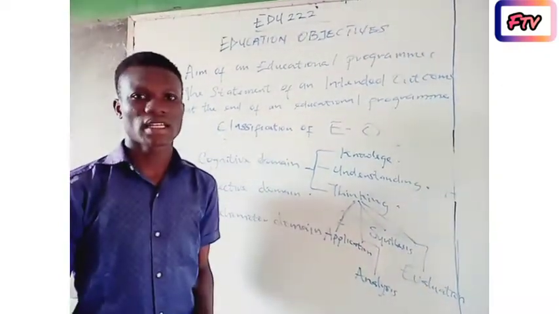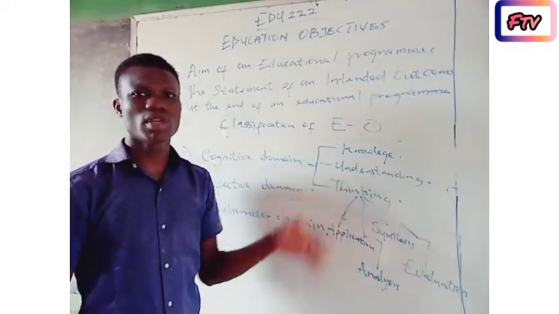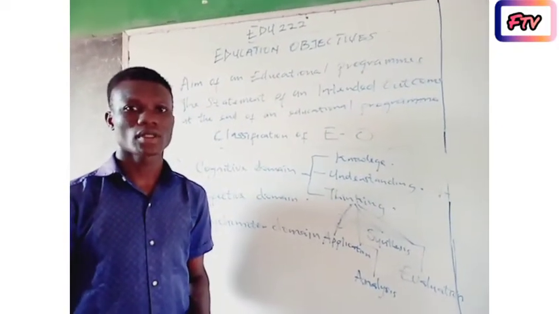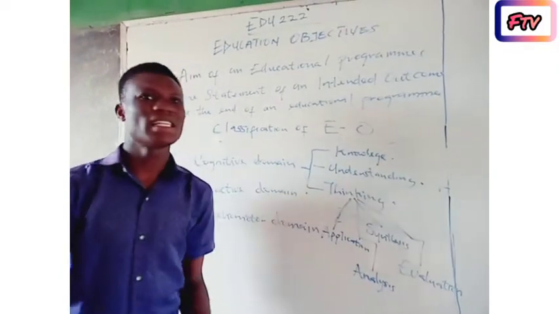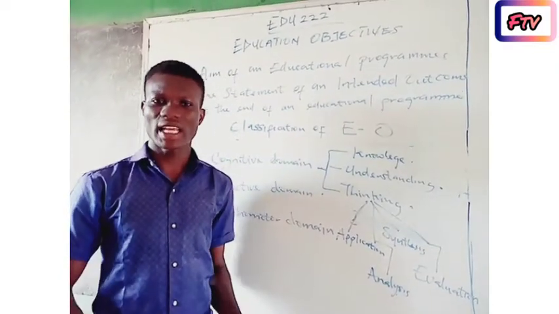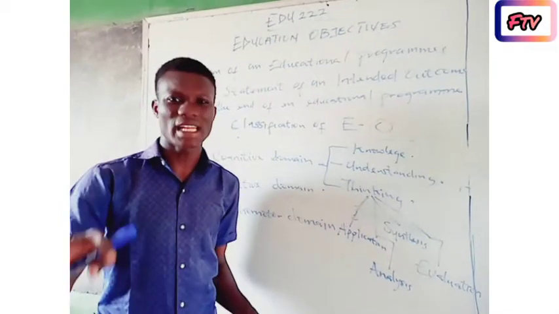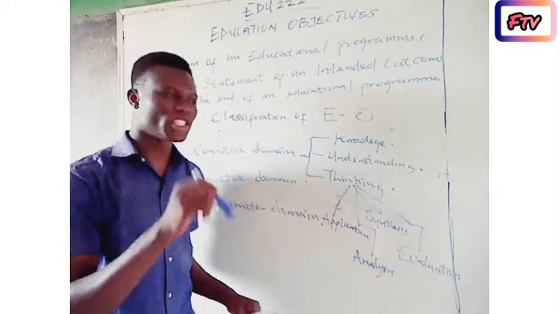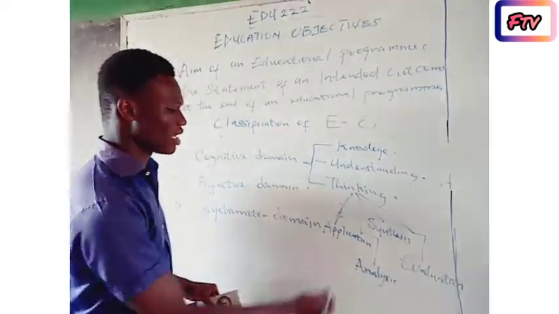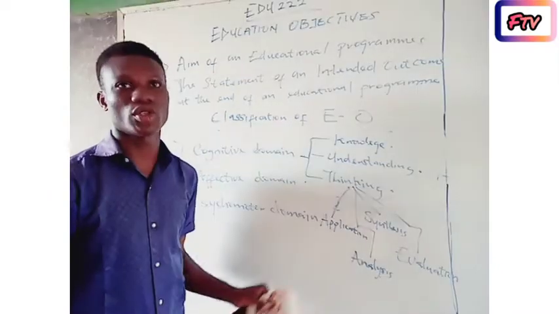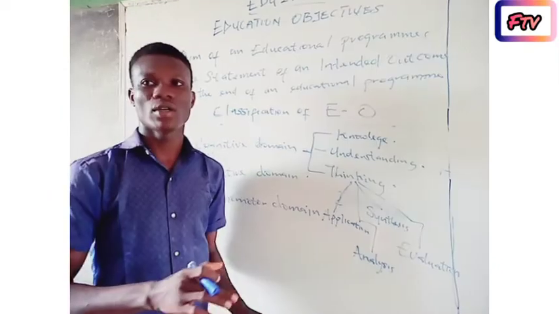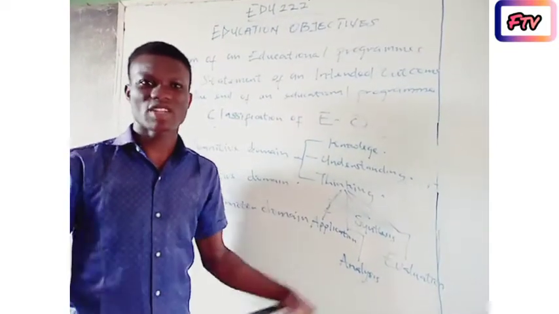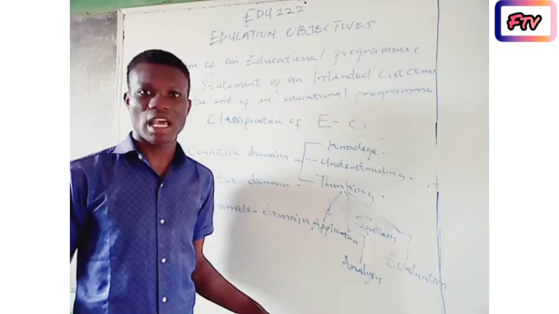The knowledge. It is just the ability of learners to know, to comprehend what has been taught. Now, understanding is the ability of the learners to grasp the critical meanings of some terms that are being taught to them. That is understanding. And now the third one, which is application. Now it is very, very crucial.